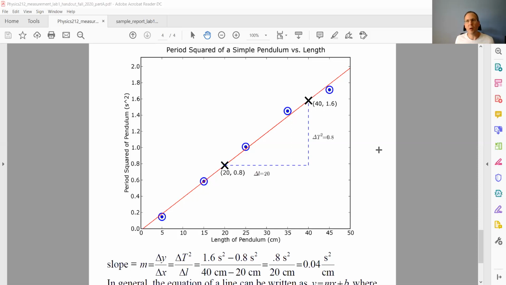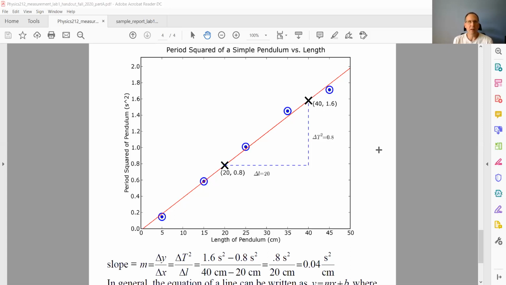For those of you who are in Physics 207 and 212, one of the things we want to do in this lab is look at the relationship between the period and length of a simple pendulum. Okay, so what is a simple pendulum? And I'll actually show you guys a simulation in a minute.